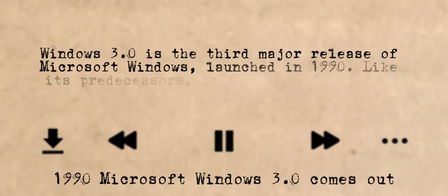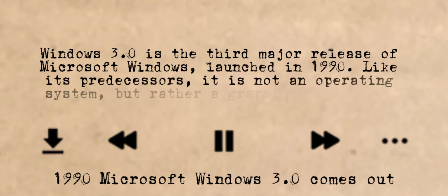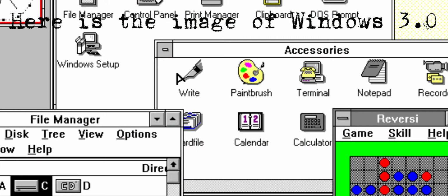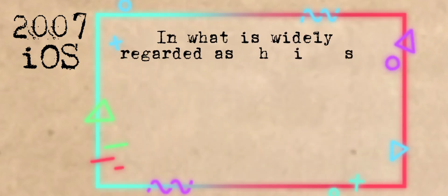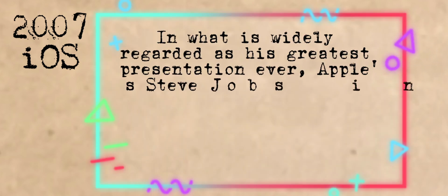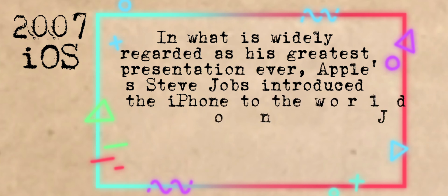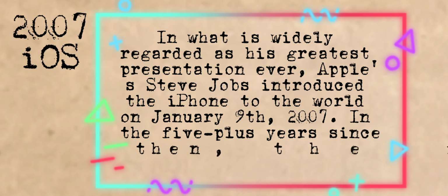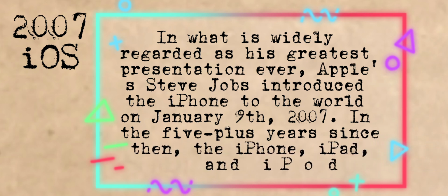1990, Microsoft Windows 3.0 comes out. Windows 3.0 is the third major release of Microsoft Windows, launched in 1990. Like its predecessors, it is not an operating system, but rather a graphical operating environment that runs on top of DOS. Here is the image of Windows 3.0. 2007, iOS. In what is widely regarded as his greatest presentation ever, Apple's Steve Jobs introduced the iPhone to the world on January 9, 2007. In the 5+ years since then, the iPhone, iPad, and iPod.